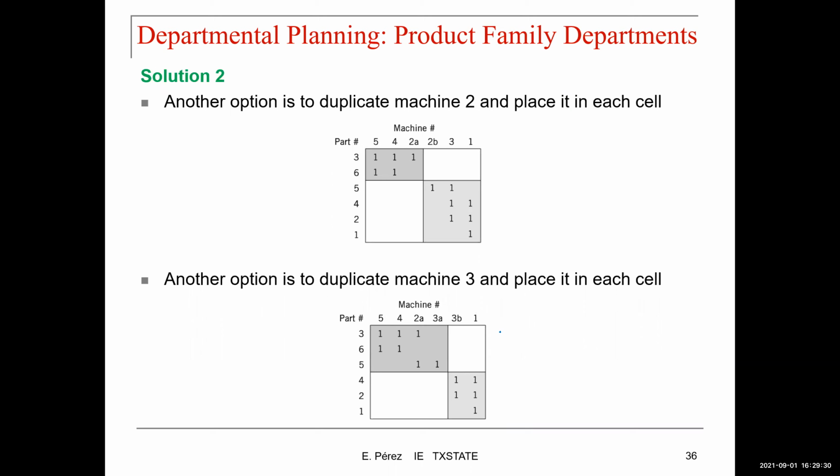Another option is to duplicate machine 2 and place it in each cell. So what this is saying is, we might need to buy another machine, and then we can place one of those machines in one cell and one of those machines in the other cell. Another option is to duplicate machine 3 and place it in each cell. So decisions will be made based on space, cost, and so on.